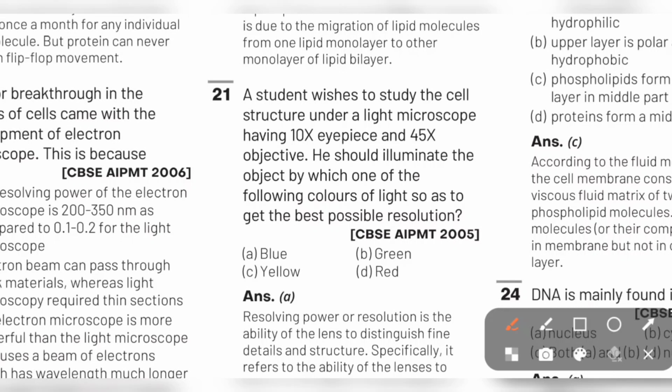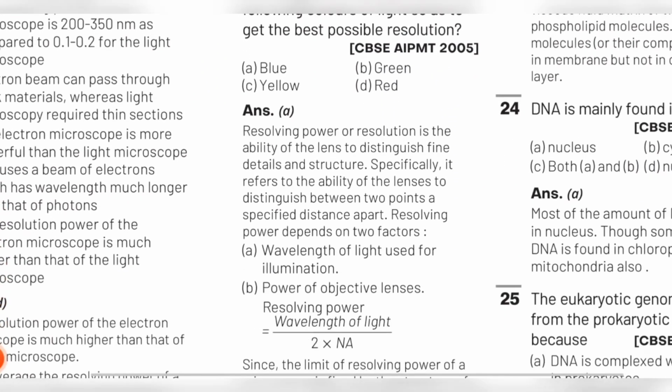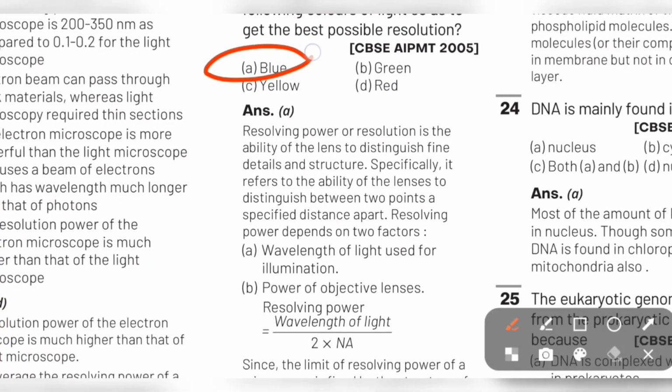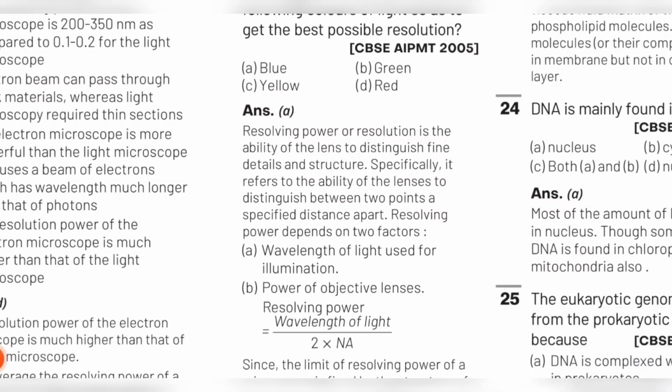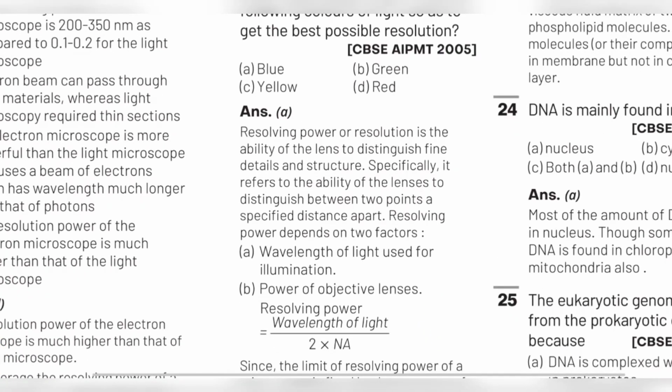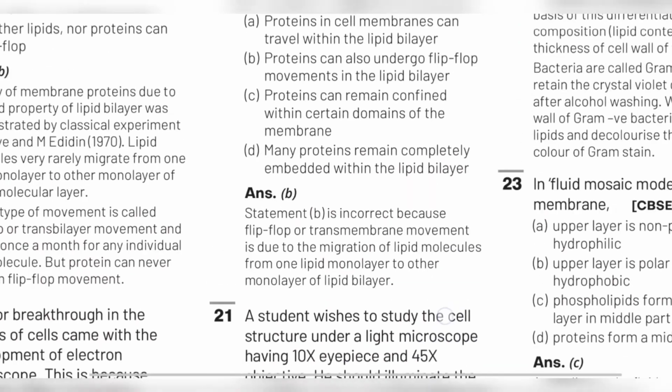A student wishes to study the cell structure under a light microscope having a 10x eyepiece and a 45x objective. He should illuminate the object by which one of the following colors of light so as to get the best possible resolution. So simply इसका जो आंसर है that is the blue color. You can see the explanation as well. Now we have question number 22.